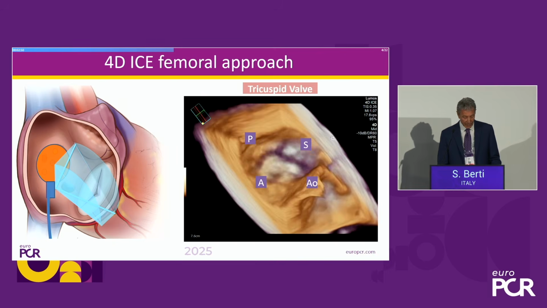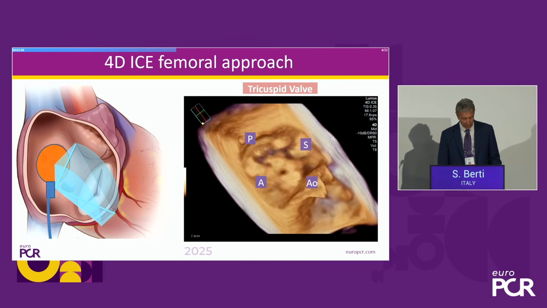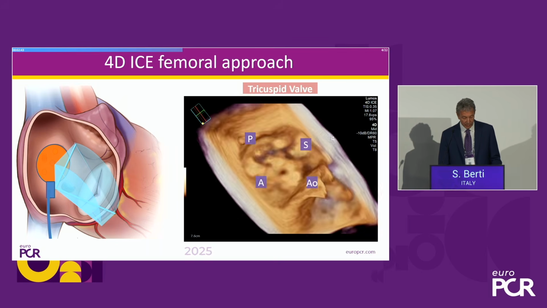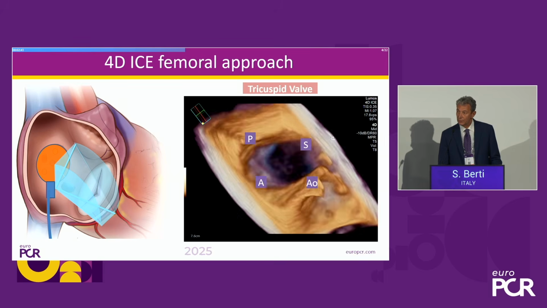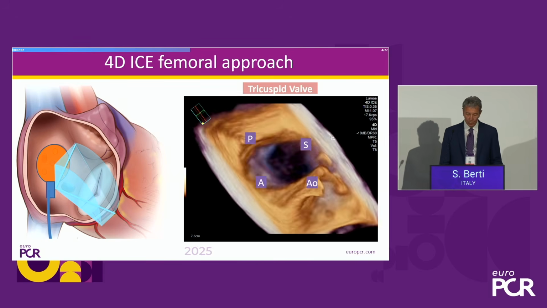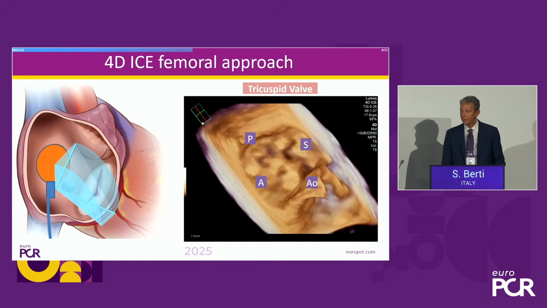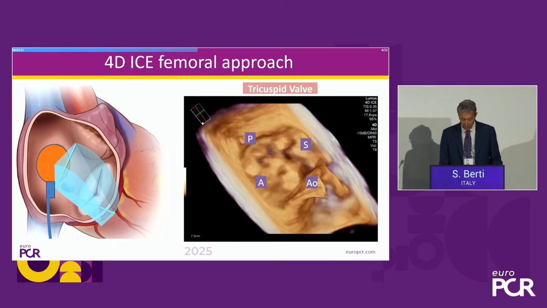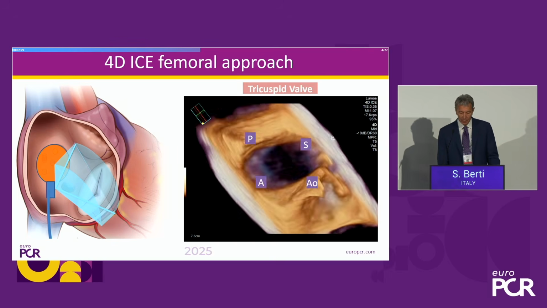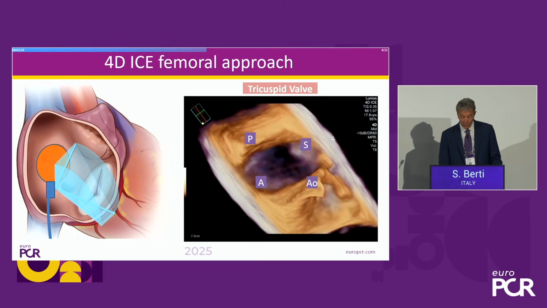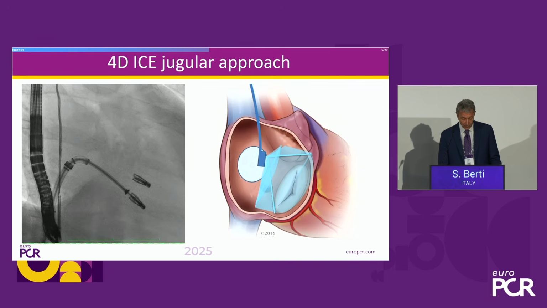The perspective of the ICE is completely different, because the ICE probe is advanced in the right side of the heart. In front of the tricuspid valve, you adjust the position of the ICE probe, and we have a perfect en face view of the tricuspid valve, as we see in this 3D volume rendering. You see clearly the position of the aortic valve at 5 o'clock, the septum, and the posterior and anterior leaflets.